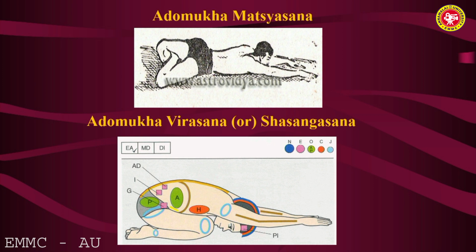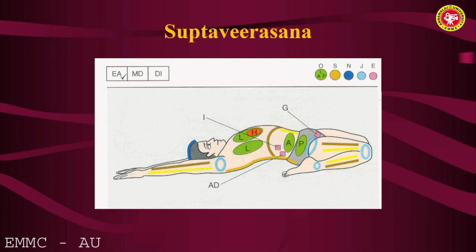So this is a very good asana for diabetes. Sit on the floor, keeping both your legs to the sides, and then bend back and come to the laying position. So this is an easy asana for diabetes. Supta Virasana. Sit on the floor, keeping both your legs to the side, not too far, and now bend back and come to the laying position.